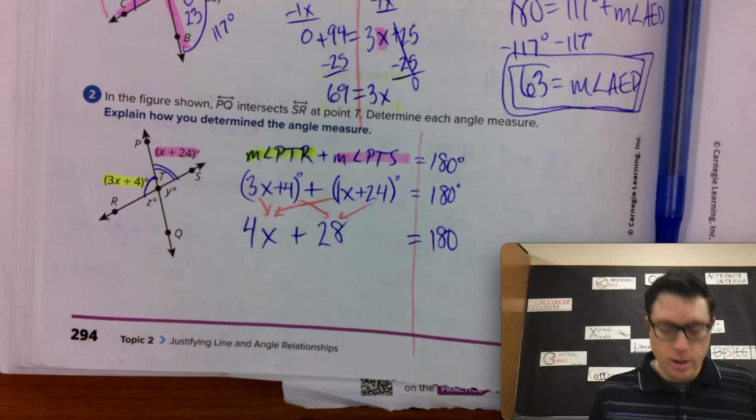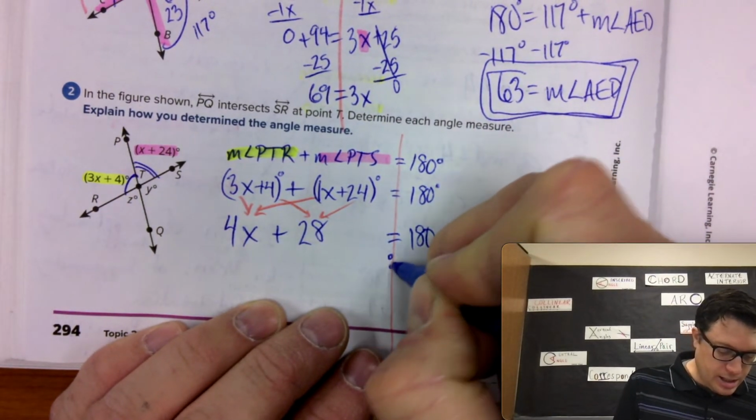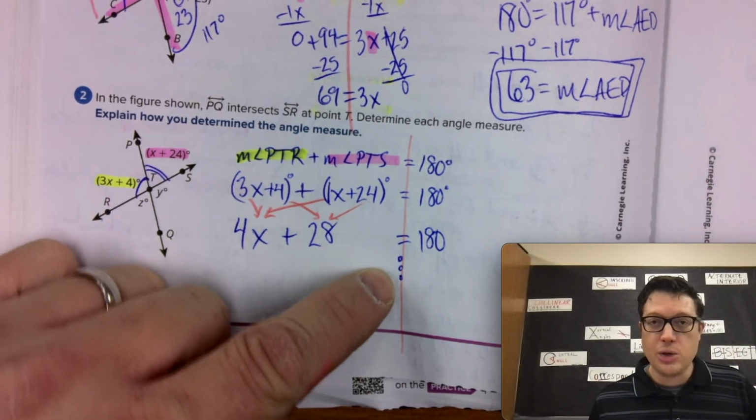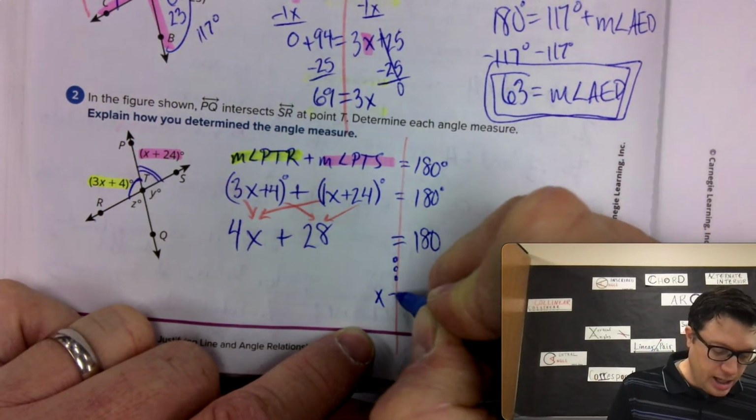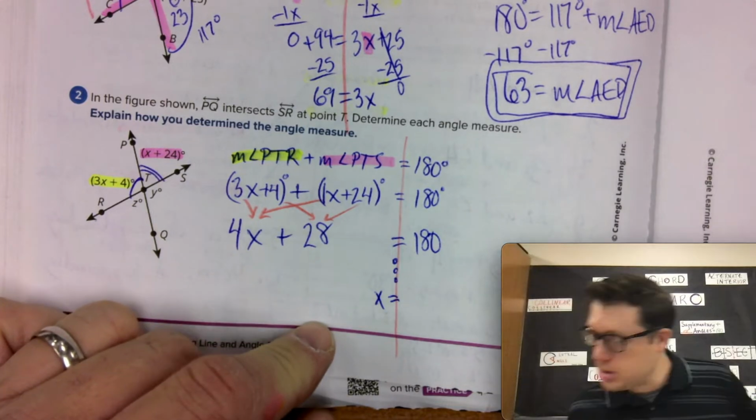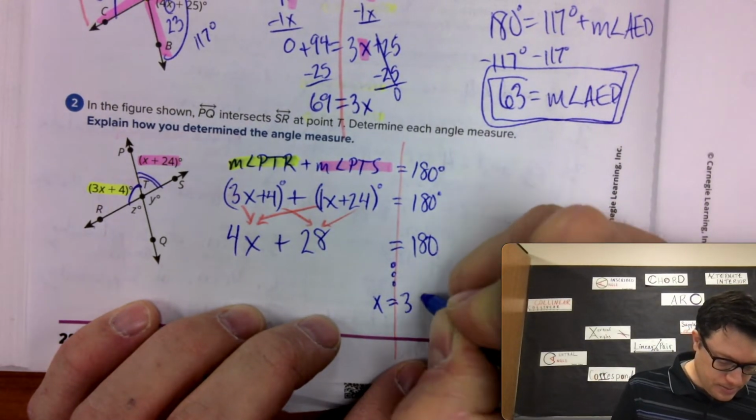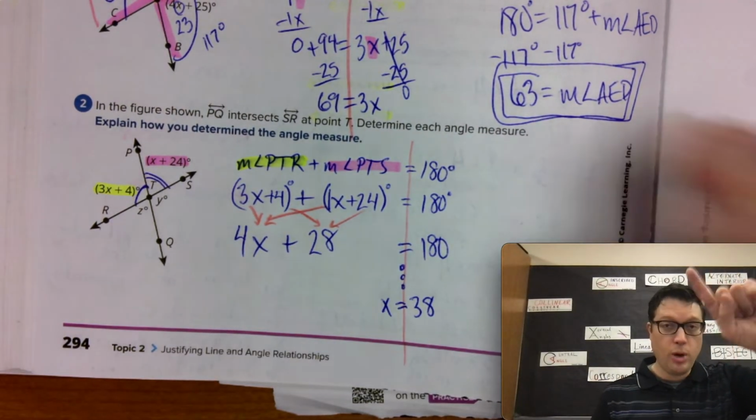Then you divide by 4. So x equals, there's a dot, dot, dot. You do the subtract 28, you do the divide by 4. When you're done, you get x equals, checking my notes, 38. Okay, that's part one of the things we need to know.